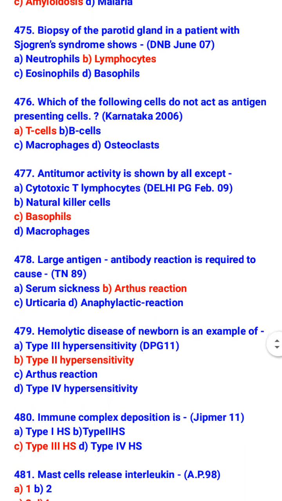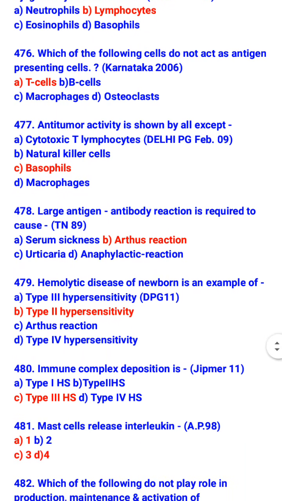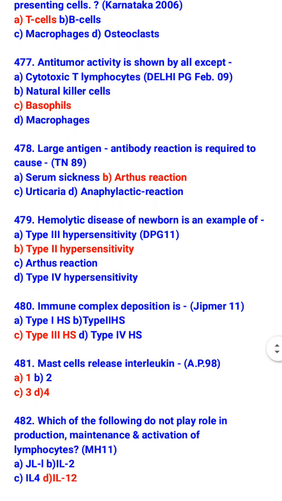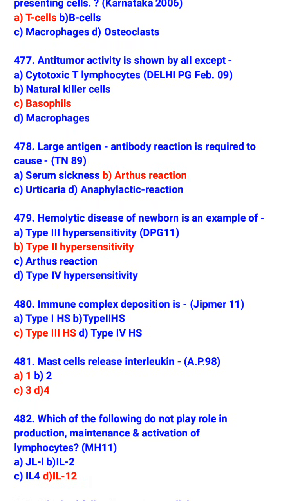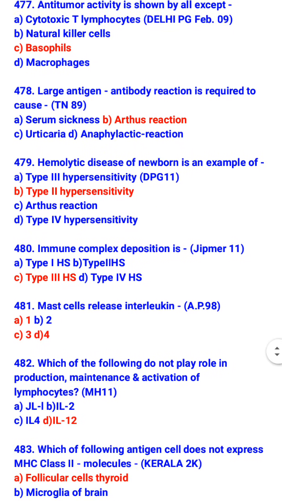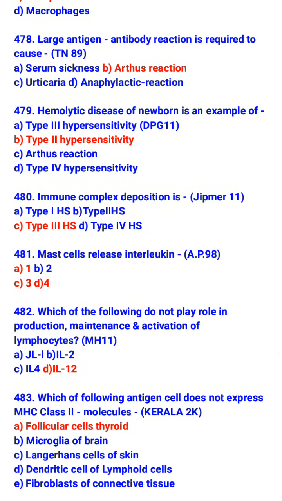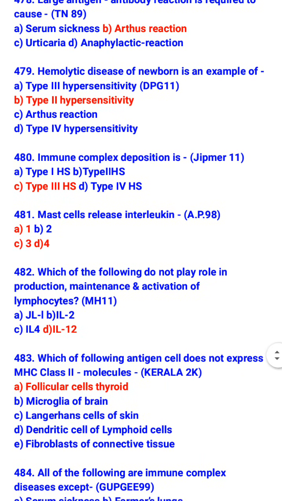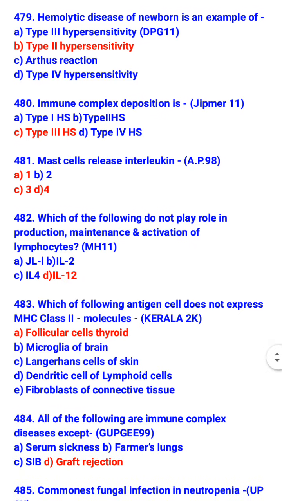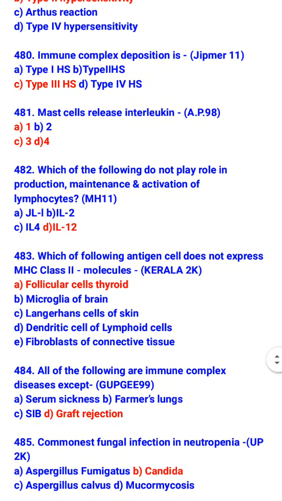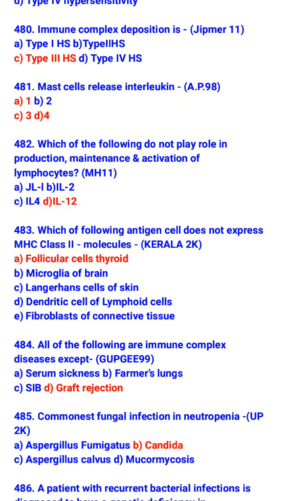Large antigen antibody reaction is required to cause Arthus reaction. Hemolytic disease of newborn is an example of type 2 hypersensitivity. Immune complex deposition is type 3 hypersensitivity. Mast cell release interleukin 1, 3 and 4. Which of the following do not play a role in production, maintenance and activation of lymphocyte? Interleukin 12. Which of the following antigen does not express MHC class 2 molecule?